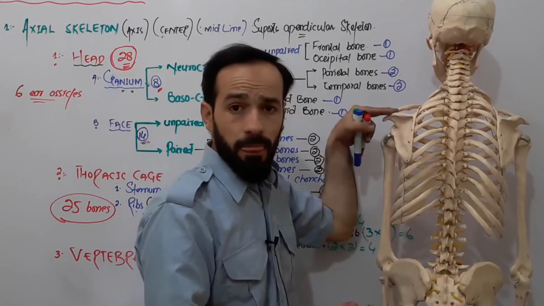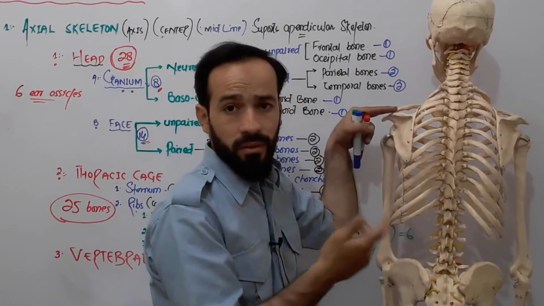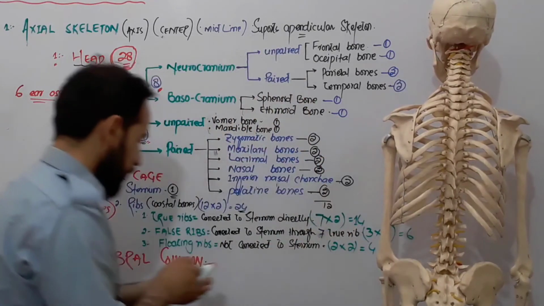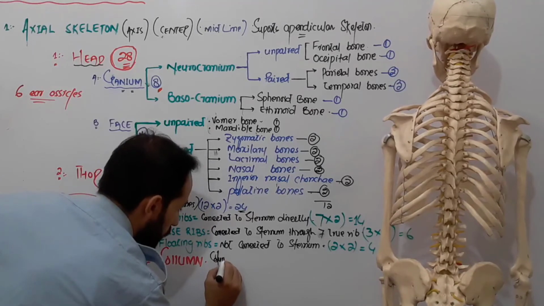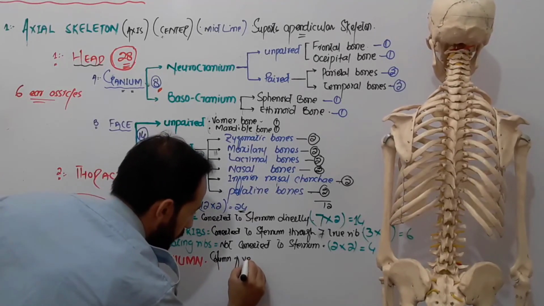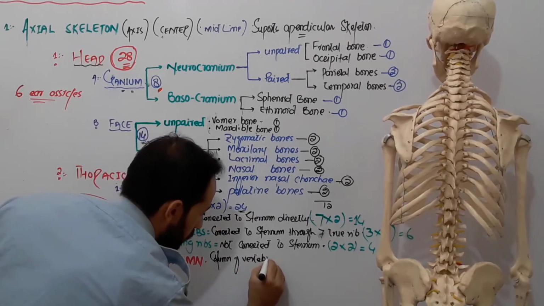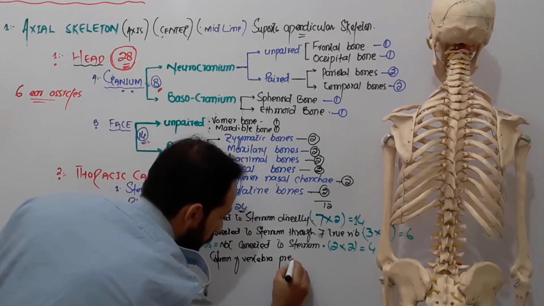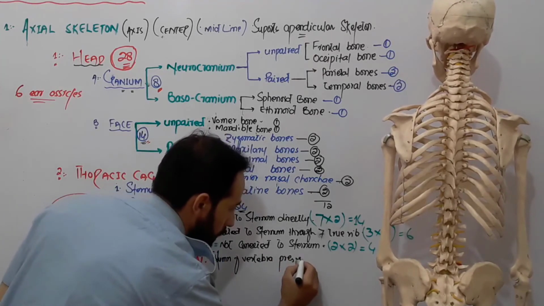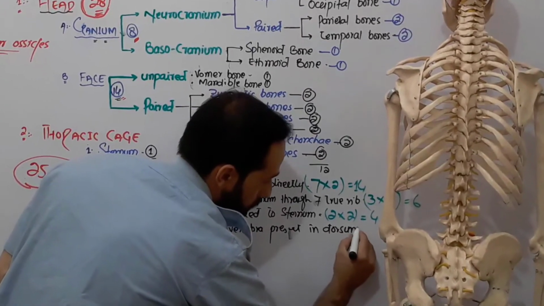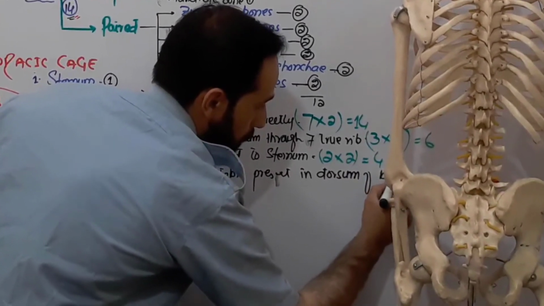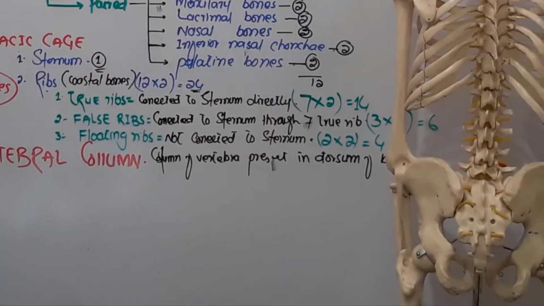So let's see how many vertebra do we have. Let us discuss, right? So vertebral column, what is vertebral column? Column of vertebrae present in the dorsum of the body, right? And we have how many groups of vertebra?